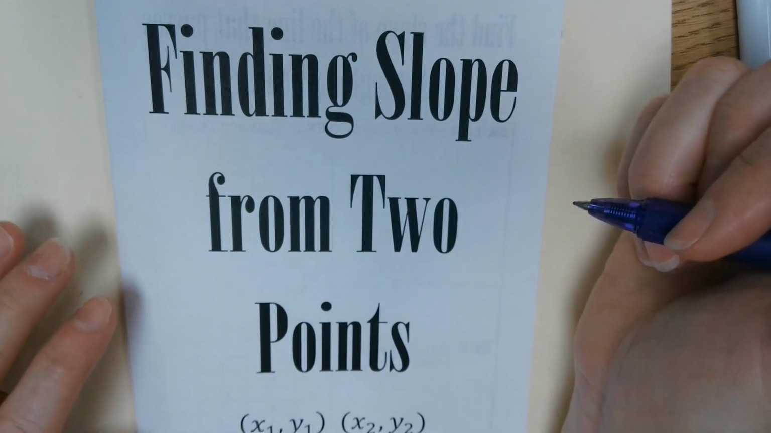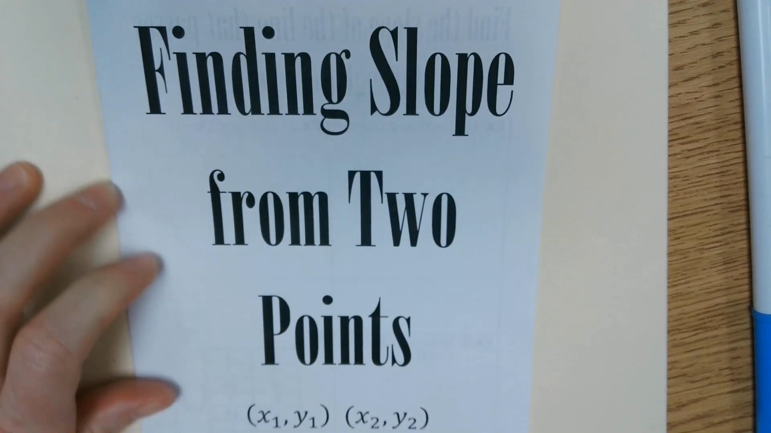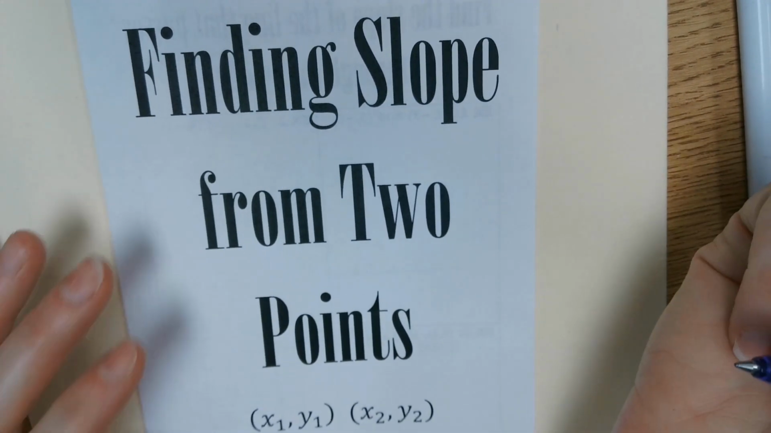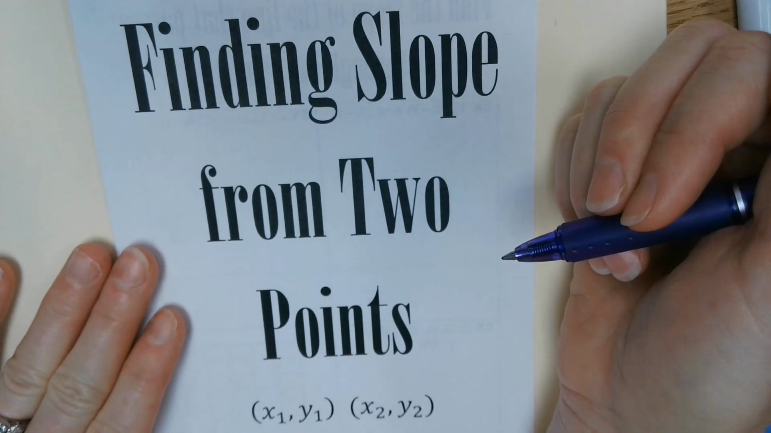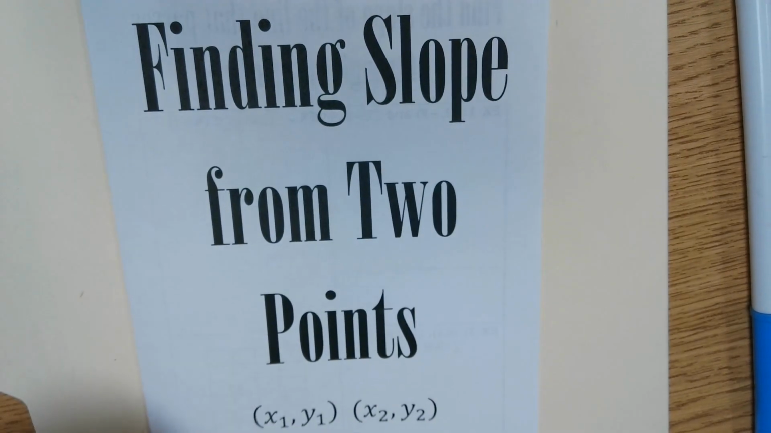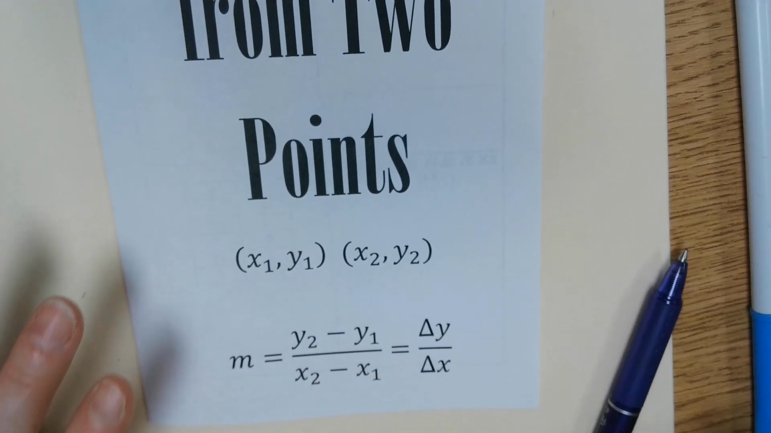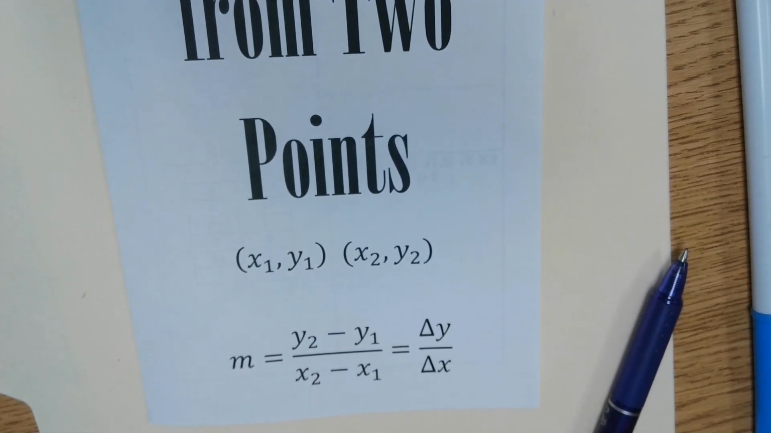We are going to find slope from 2 points. So the last lesson we did was slope from a graph where you count rise over run. The lesson today is about finding slope from 2 points. So we actually have a formula, and this formula is found on our formula chart.